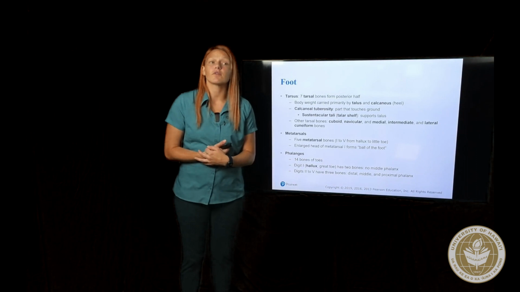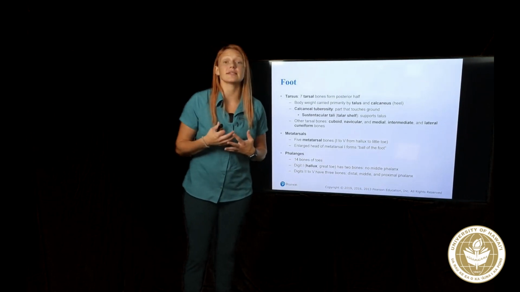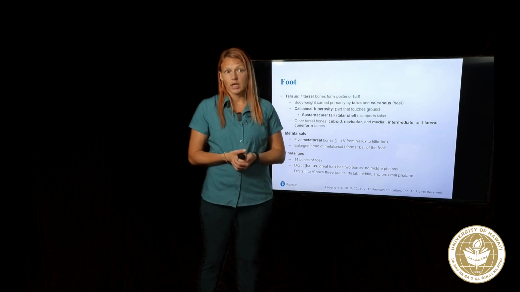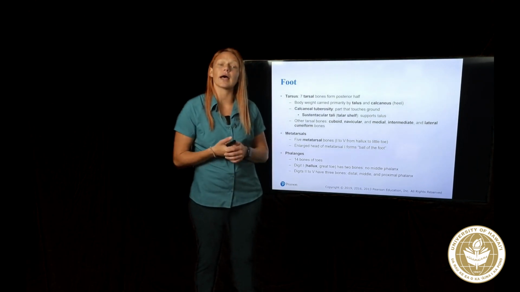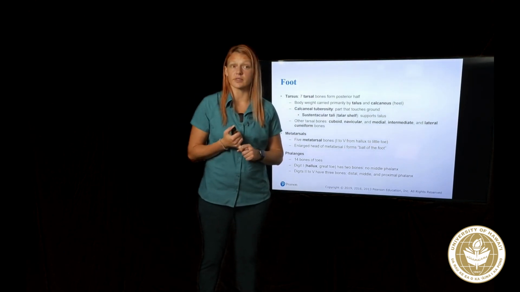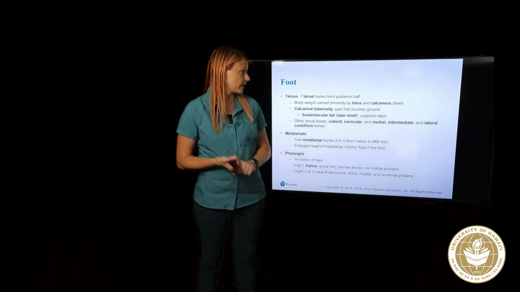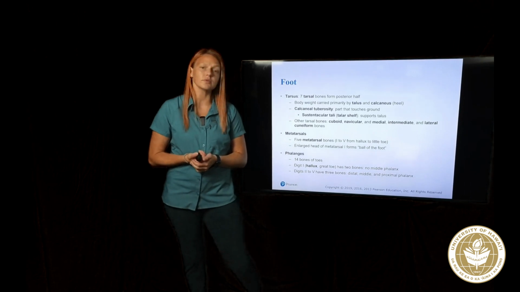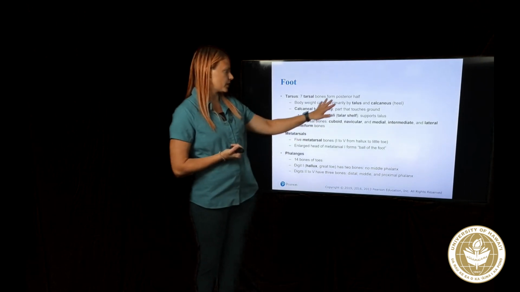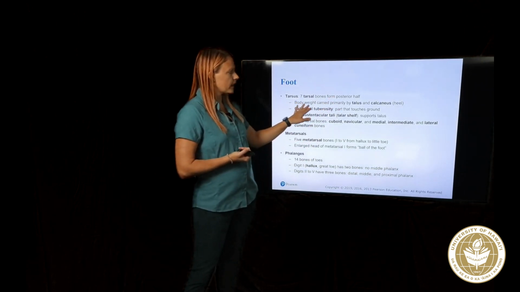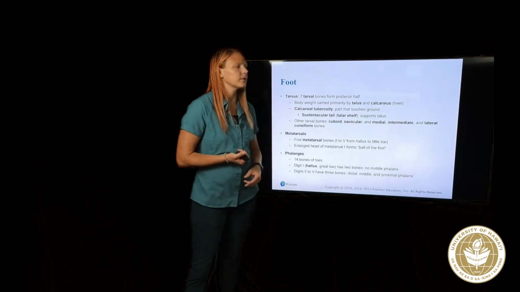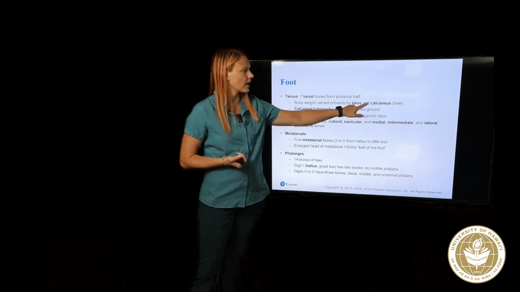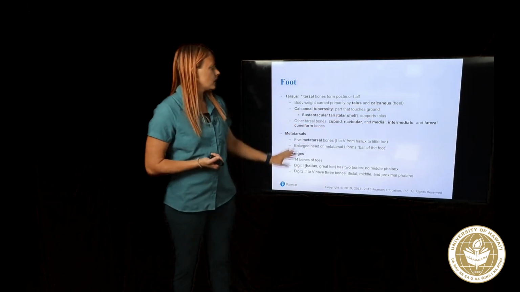So next we have our foot. Connected to that distal region of the tibia or the fibula is going to be your foot. The skeleton of the foot has bones of the tarsus, metatarsus, and phalanges. Your tarsus is 7 tarsal bones that form the posterior half. The body weight is going to be carried primarily by just 2 of those, the talus and the calcaneus.